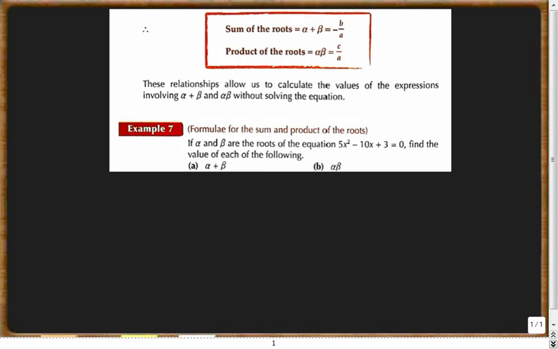Example 7 says that if alpha and beta, so just two variables, are roots of the equation 5x squared minus 10x plus 3 equals 0, find the value of each of the following: alpha plus beta and alpha times beta.